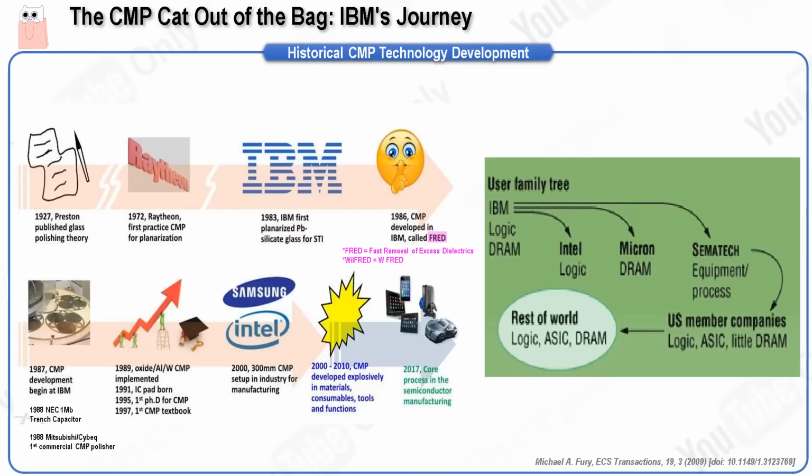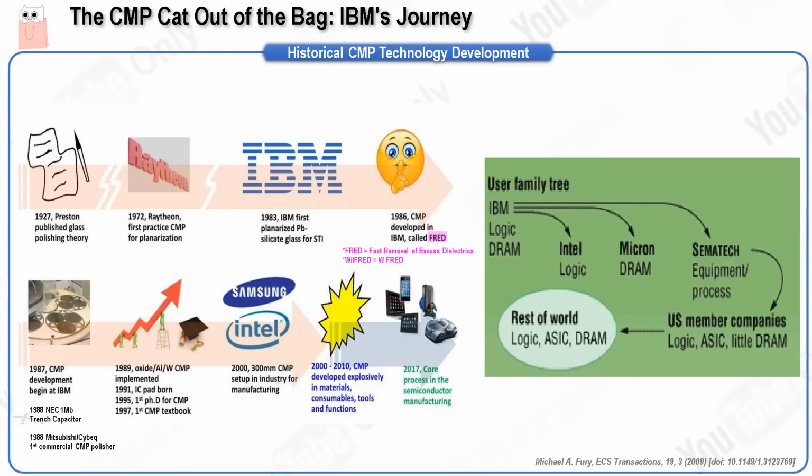IBM collaborated with several companies during the development of the CMP process. IPEC, now part of Lam Research, provided the equipment. Rodel, which was acquired by Dow and later by DuPont, supplied the polishing pads. Cabot provided the slurry. During its early days, CMP was closely guarded by IBM and kept shrouded in secrecy.